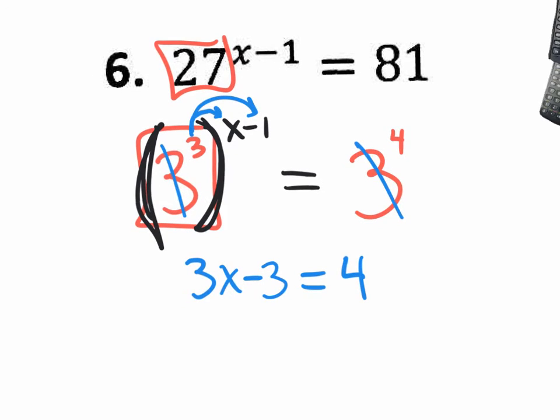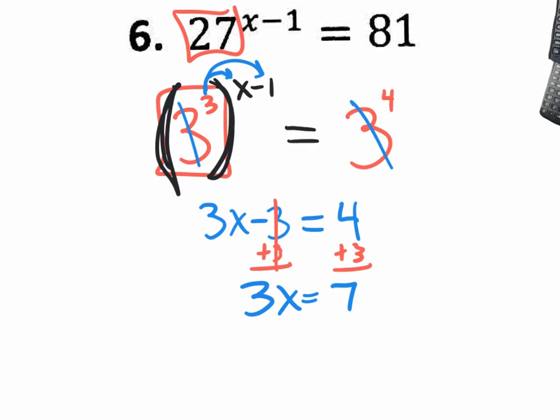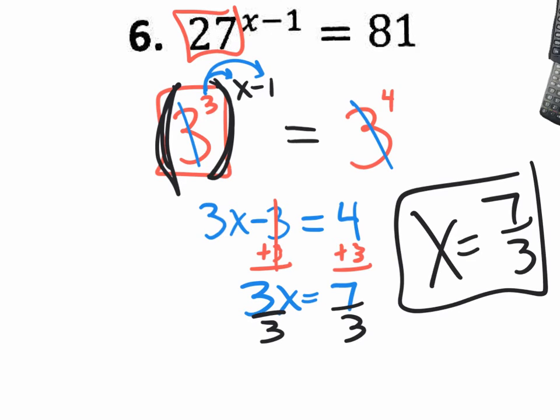Let's continue solving here. We're going to add 3. I'm going to have a new equation that reads 3x equals 7. And my final step will be to divide by 3 on both sides. Divide by 3 here, divide by 3 there. x equals 7 over 3. 2.33. Or you could say 2 1/3. But anyways, that's the answer.